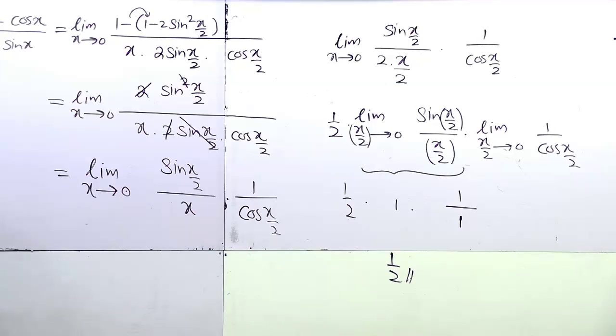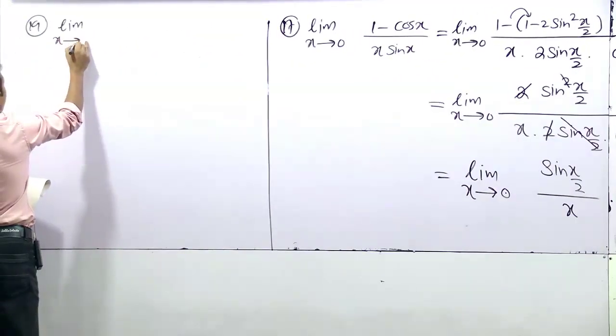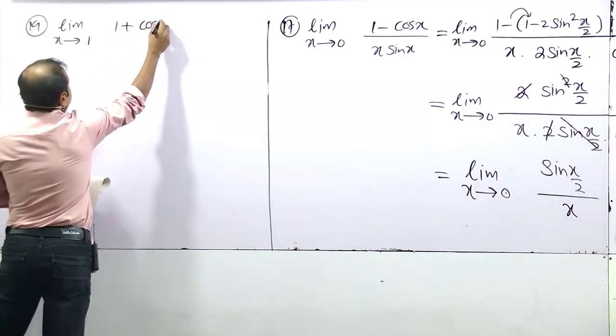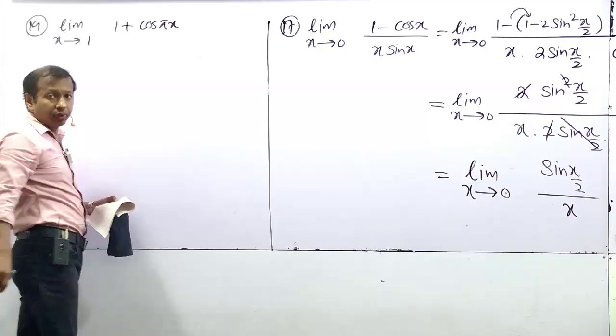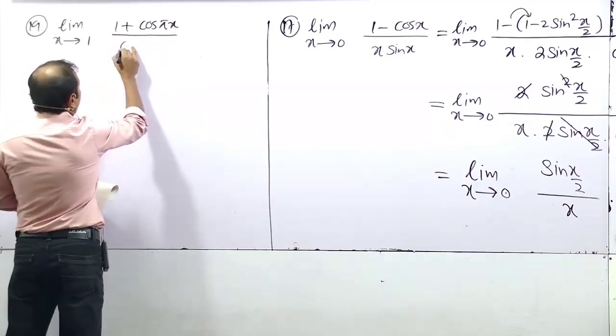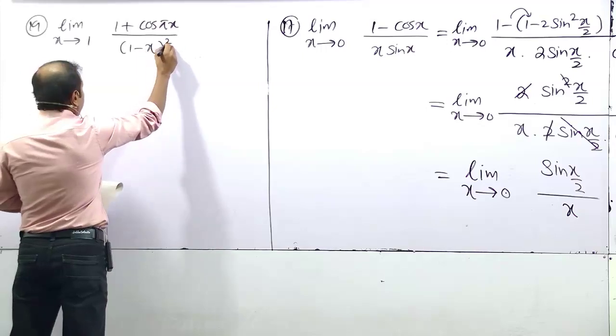Now write down this set of questions. 19: limit x tends to 1 of 1 plus cos pi x over 1 minus x, perfect squared.